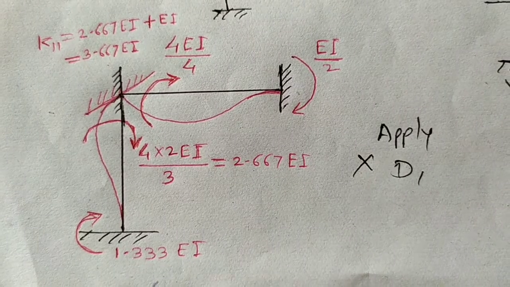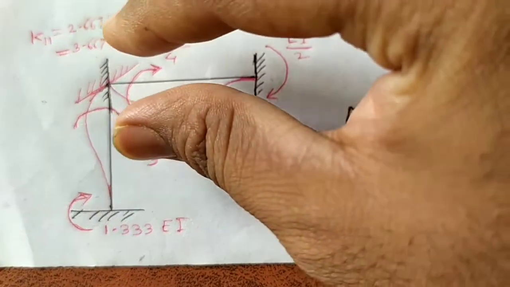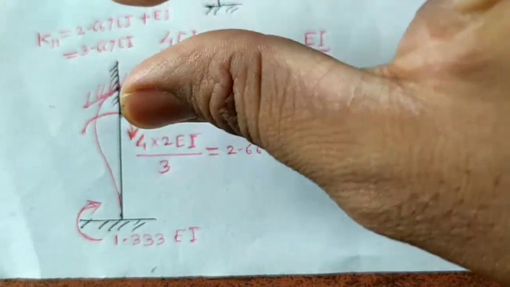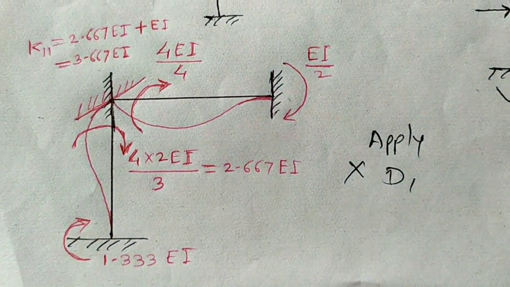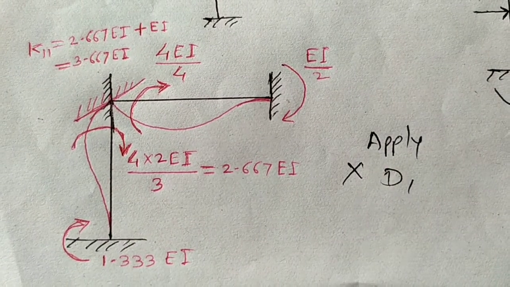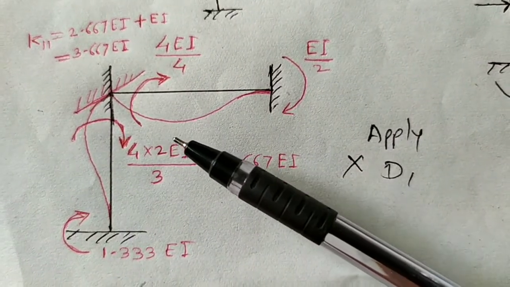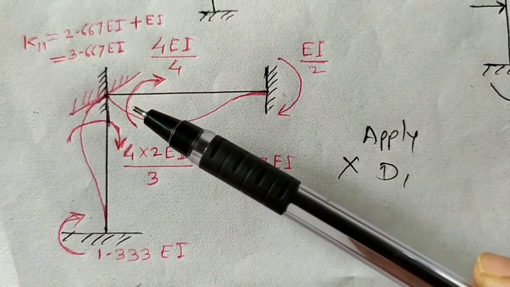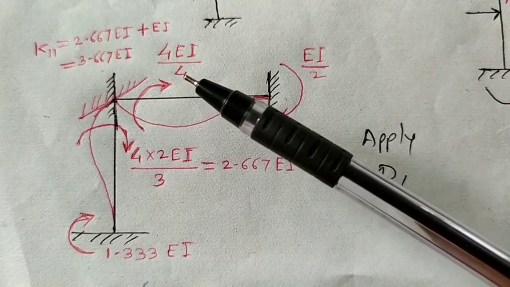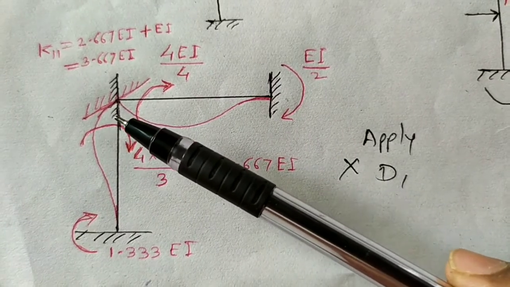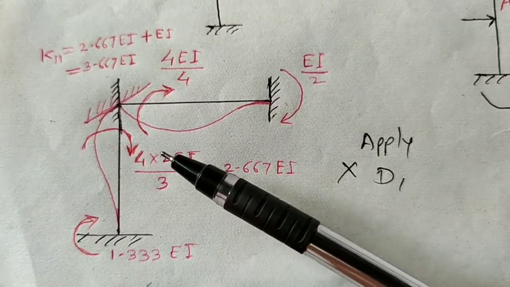Now come to the next diagram. Apply D1. Applying D1 means just consider joint B. Joint B is the unknown. So forcefully pick joint B and rotate it in a clockwise direction, because D1 we have assumed clockwise. If I draw a tangent over here, theta will be equal to 1. Now to get theta equal to 1 at this position, I have to apply a moment of magnitude 4EI upon L.